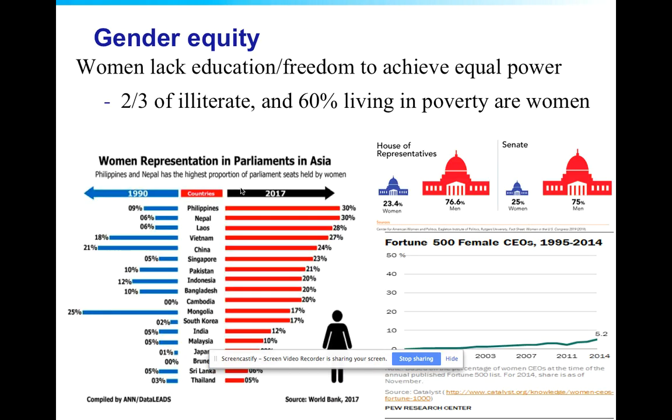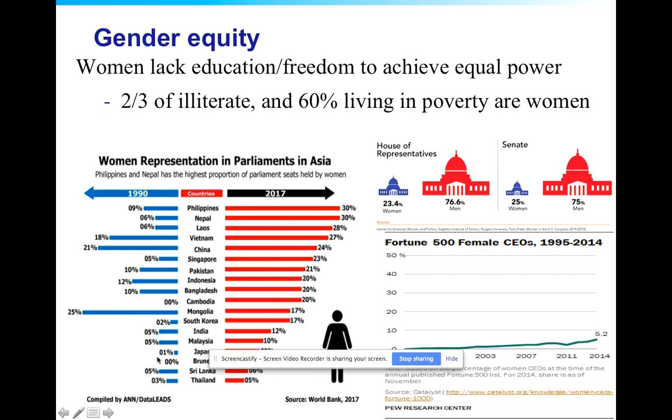We can also look at gender equity across cultures. So, in a lot of places, women lack education and they lack freedom to make decisions, not only political decisions, but also decisions about their own body. Can they take birth control or not? So, about 2/3 of the illiterate population in the world are women, and about 60% living in poverty are women. And these are some statistics from 1990.